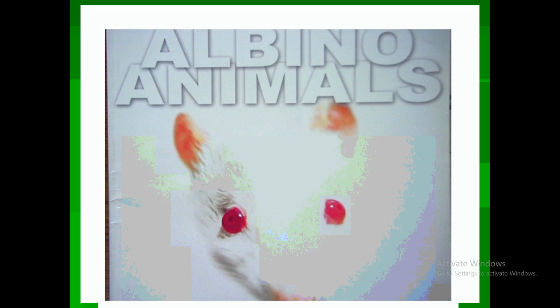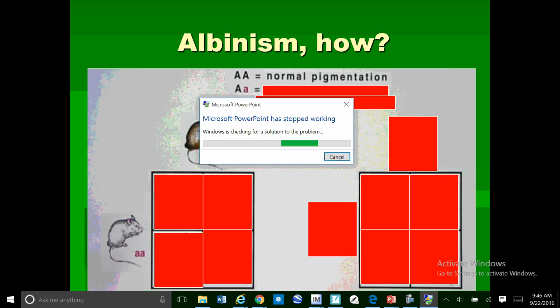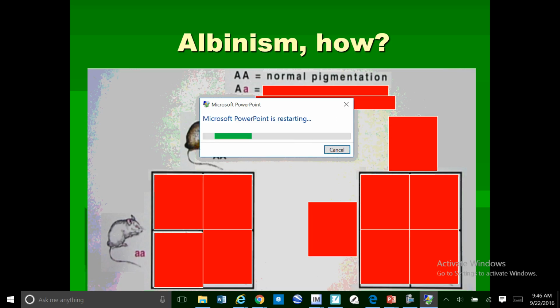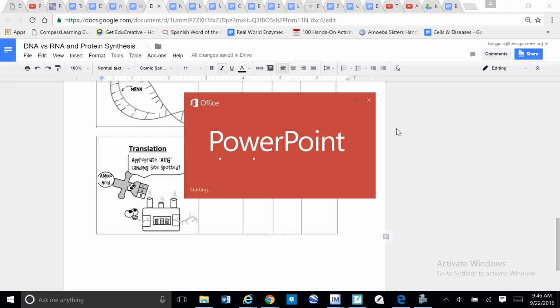So not just humans can have albinism, but animals as well. And we'll talk about how it occurs a little bit later when we get into genetics. Yeah, when we get into all of that, we'll talk about that later. While this is restarting, what I want you to do is put your lyrics in front of you, because there is a song that will help you with albinism.